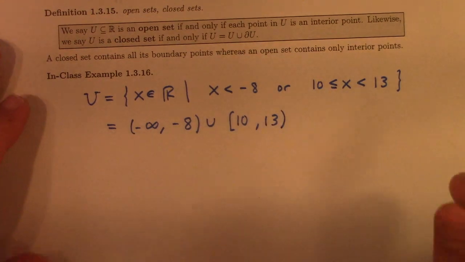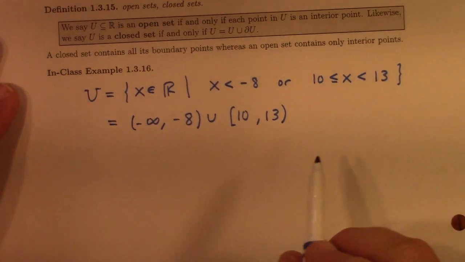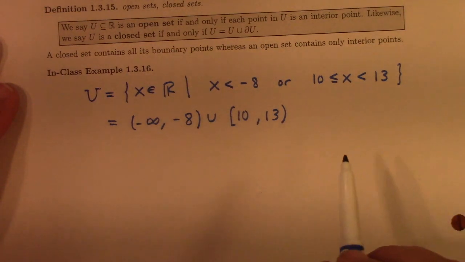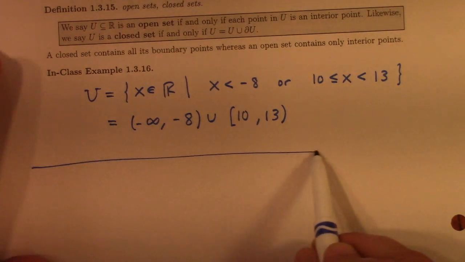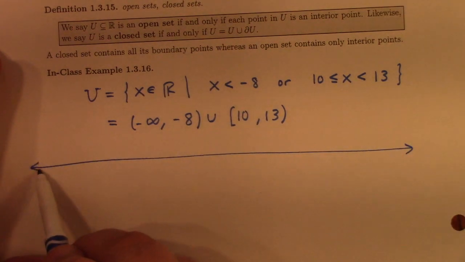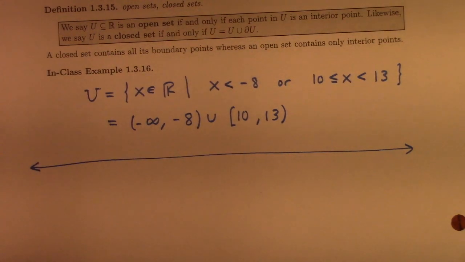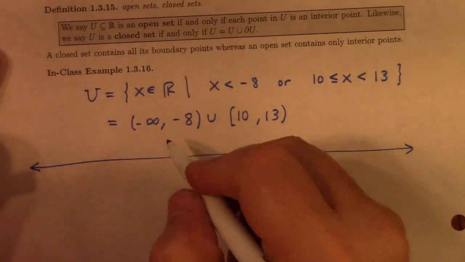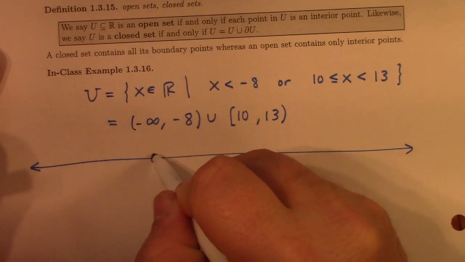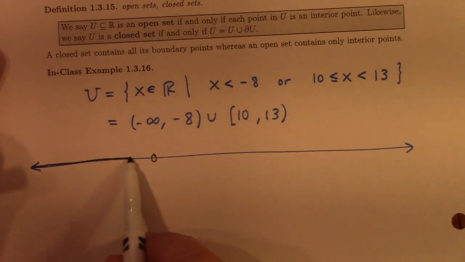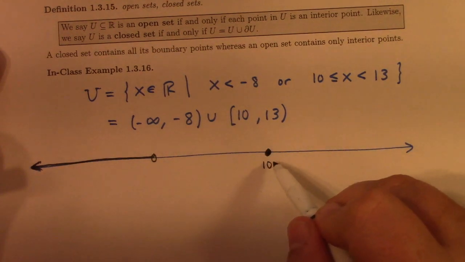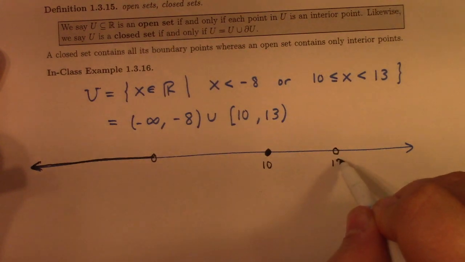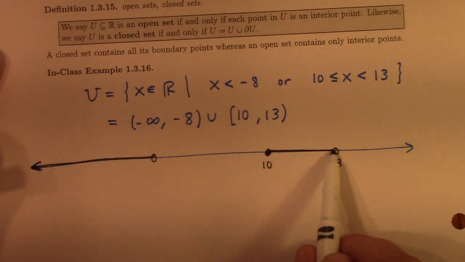All right. Let me just draw a picture of this. I'll make my number line just blue. All right, so here's my number line. Now let me draw the set in black. So -8, right? And then it just keeps going and going and going. Or over here you've got your 10, and then 13. Obviously not to scale, this is just a picture to visualize what's going on, okay?